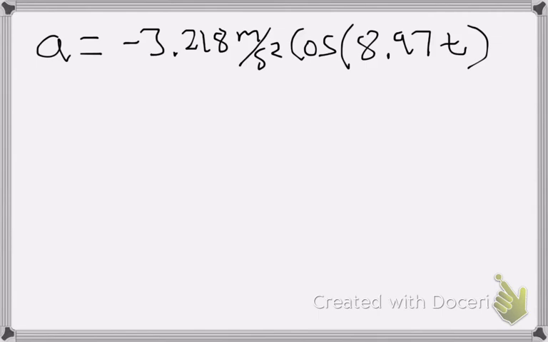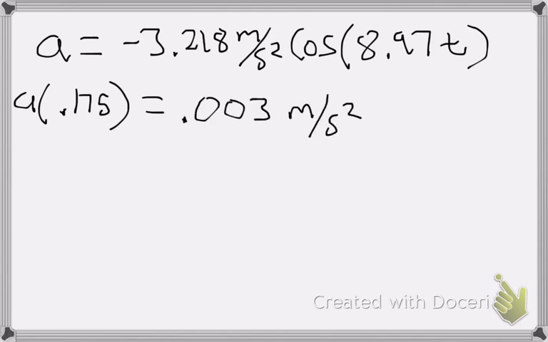And now let's calculate what our acceleration actually is. So plug in that same time again, 0.175. You are going to get a very small number, 0.003. Now that's kind of weird. And if you think about it, it actually should be 0.